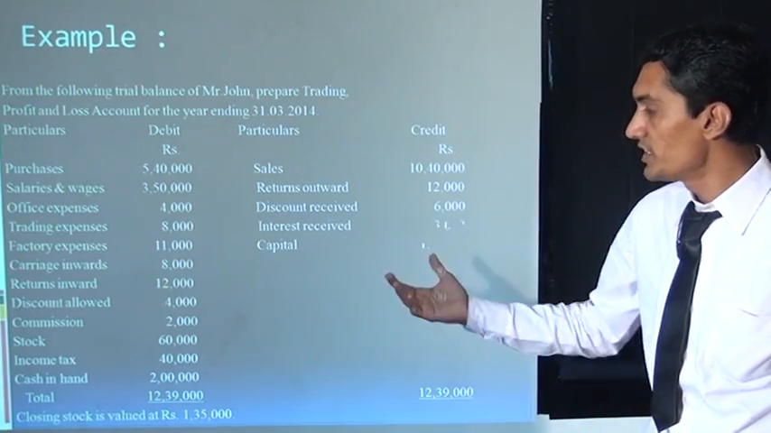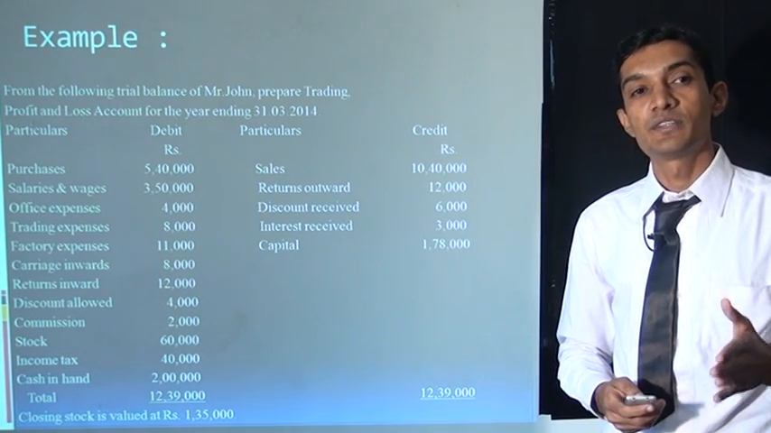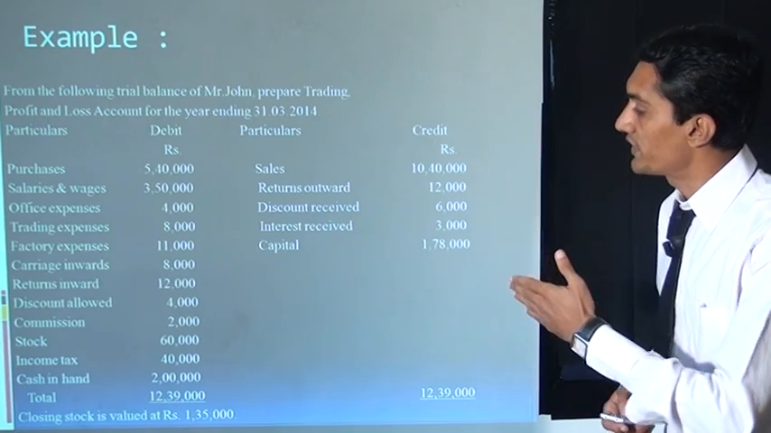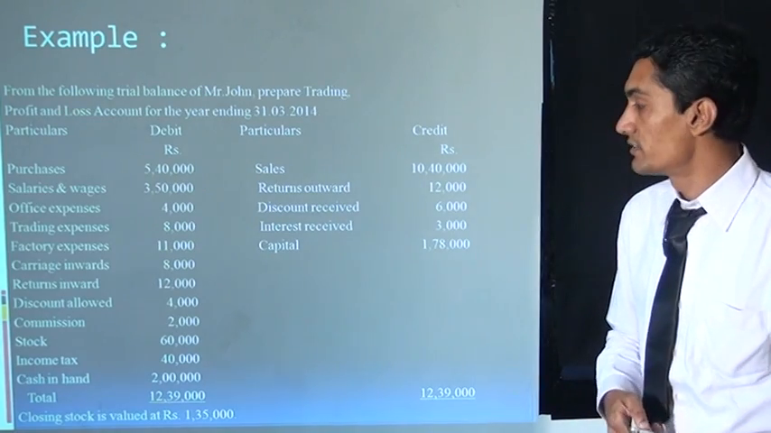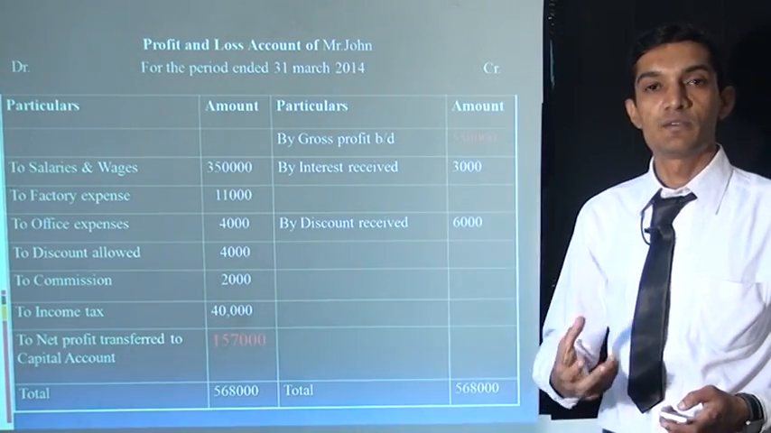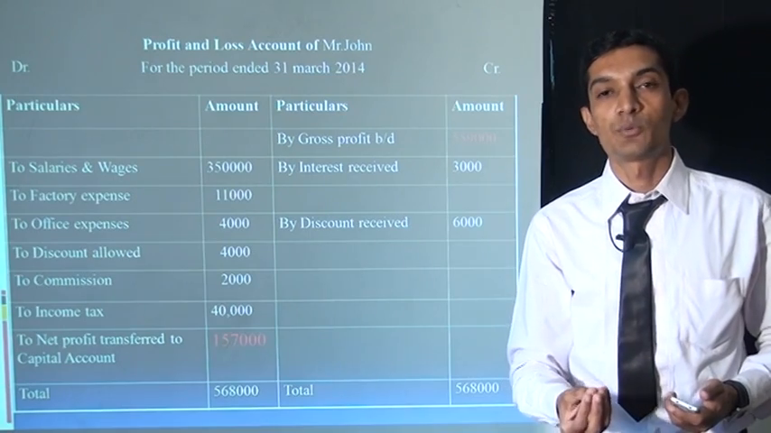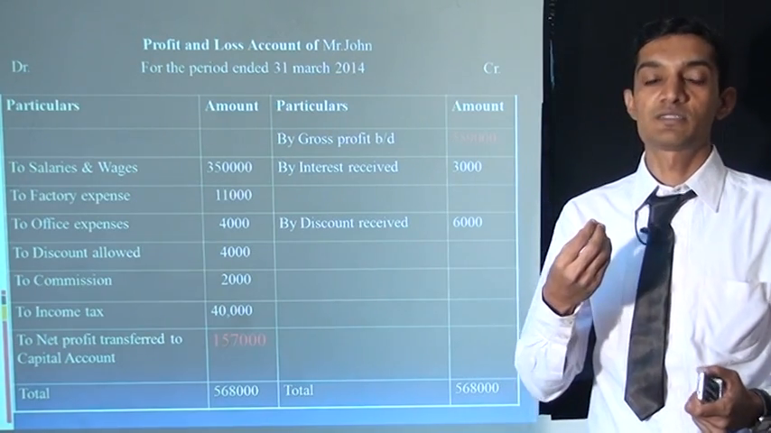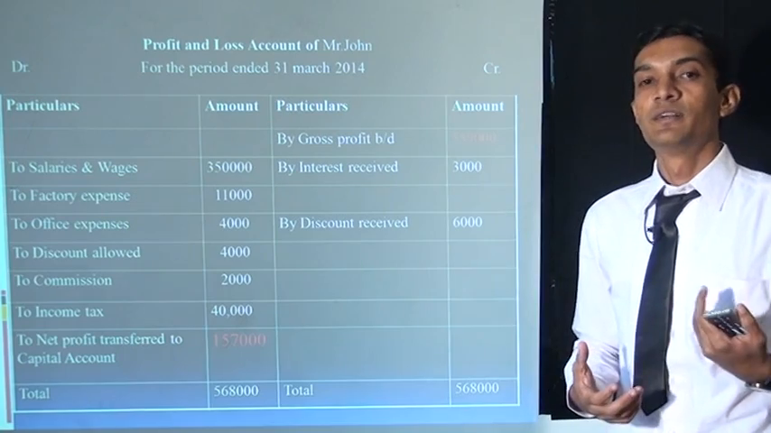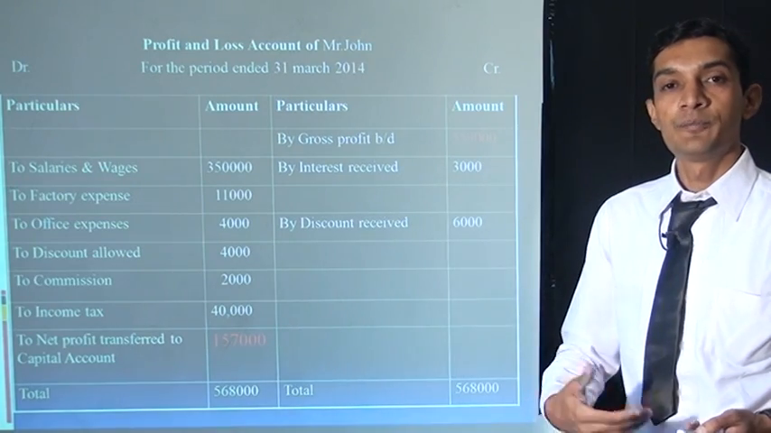Next transaction, discount allowed. Whatever we are selling, we give a discount to the buyer. So discount goes on the profit and loss side, on the debit side. Discount allowed 4,000 rupees on the profit and loss account. It is our expense, because whatever we sell we give a discount for it. Suppose we sell goods worth 1,000 rupees, and the buyer wants 100 rupees discount, so our income is reduced. So discount allowed is our expense.